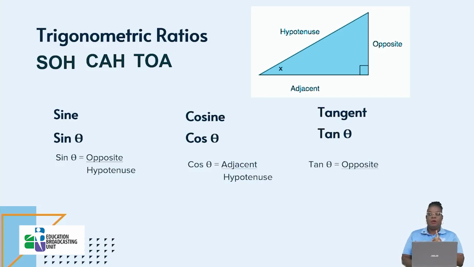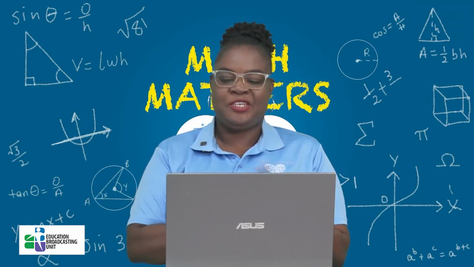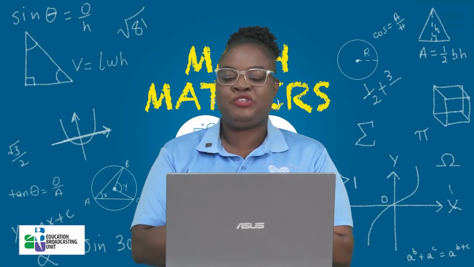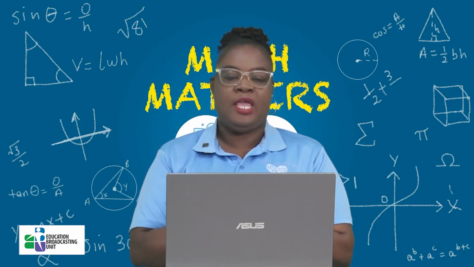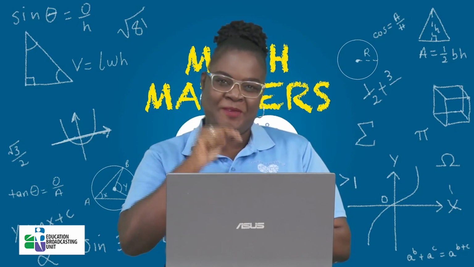Remember, sine, opposite over hypotenuse, cosine, adjacent over hypotenuse, tangent, opposite over adjacent. SOH, CAH, TOA. SOHCAHTOA. We will take a short break and then head back to the construction site where we will see trigonometric ratios in real life. Don't go anywhere, we'll be right back.